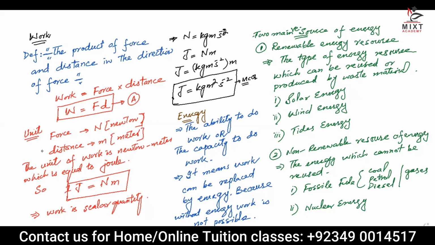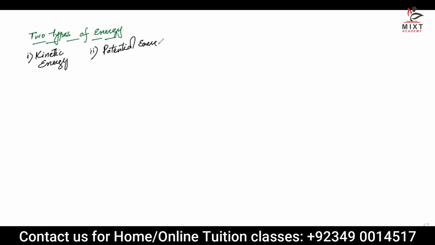Okay, sir. Okay. Now there are two types of energy. Okay. One is called, the first one is called kinetic energy. That's fine. And the second one is called gravitational potential energy. Exactly. So I'm only writing potential energy, then I'm going to explain the gravitational potential energy. Okay. So these are the two major types of energy. One is kinetic energy. Another one is potential energy.